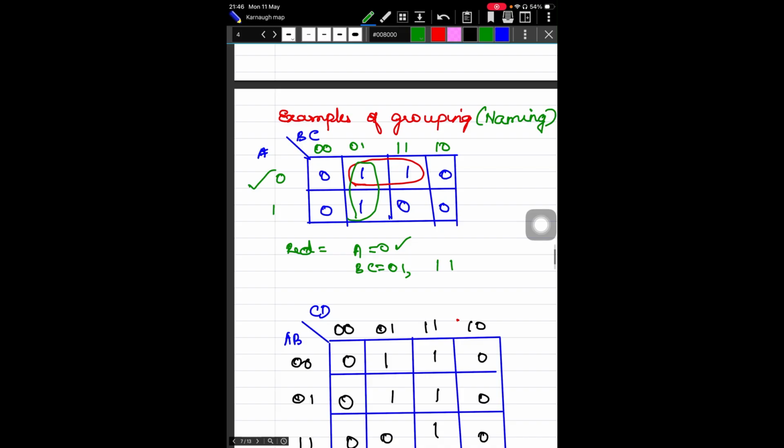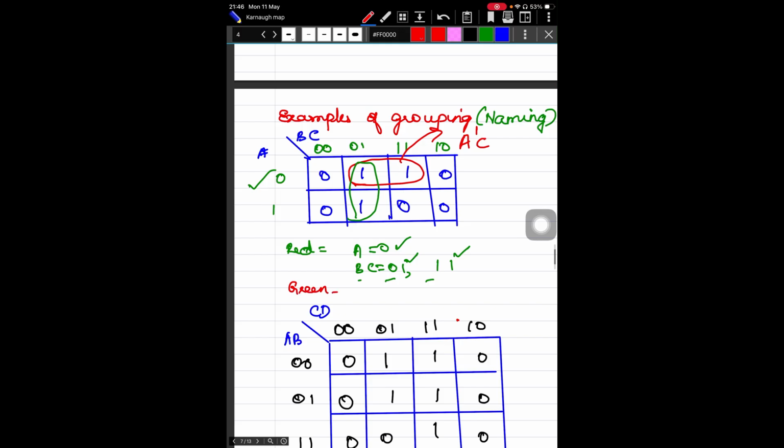Okay, so A is common to both the boxes. BC, out of BC, which is common? C is common. Am I right? B is 0 here, 1 here. I cannot take B. So what will be the name of the red box? The name of the red box will be A is 0. So I should write that as A dash. C is 1. I'll name this as C. Am I right?